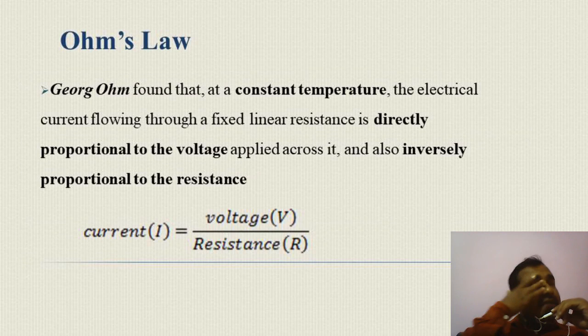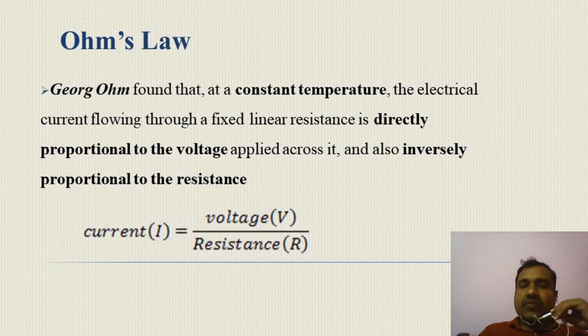Now first, let us see what is there in Ohm's law. A famous physicist, George Ohm, found that at a constant temperature, in a current carrying conductor, if a voltage is applied across its terminals, the current through that conductor is directly proportional to the voltage applied across it, and it is inversely proportional to the resistance offered by that conductor.